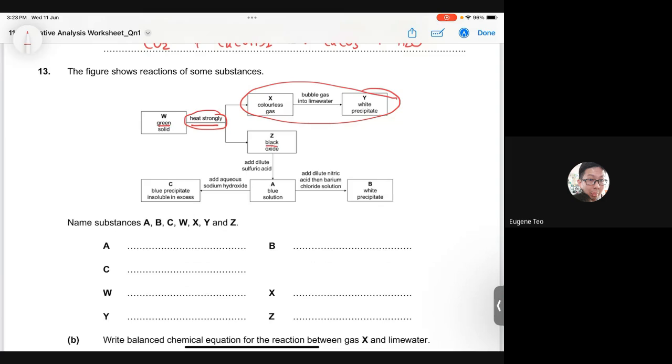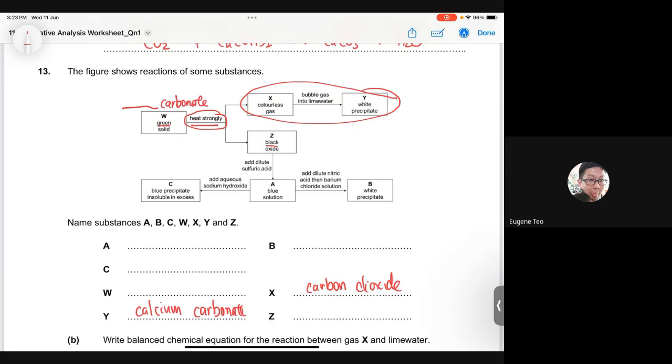Not boring, it's the same thing. You know then good. So X is your carbon dioxide. Y is your calcium carbonate. If carbon dioxide gas is produced, so I know W must be something carbonate.